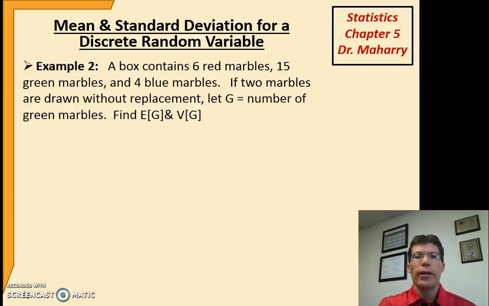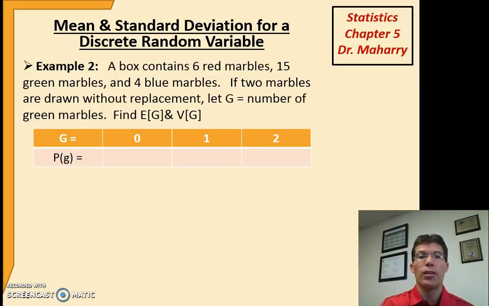A second example, here we have to construct the probability function first. So we have a box of marbles, and we're going to draw 2 marbles out. 6 are red, 4 are blue, and 15 are green. And here we're going to count the number of green marbles. So G is our discrete random variable here.